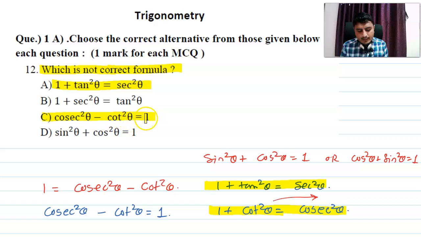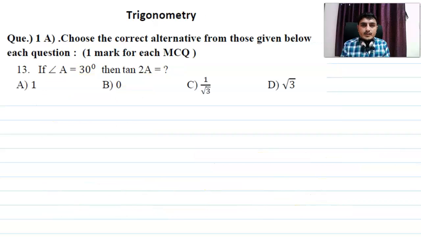Again, cosec square theta minus cot square theta equals 1. And at the end we have the first identity, sin square theta plus cos square theta equals 1. The formula that is not correct is choice code B, 1 plus sec square theta equals tan square theta. Actually, we have 1 plus tan square theta equals sec square theta. So the answer is choice code B. Look at the next one: if angle A equals 30 degrees, then tan of 2A equals what?